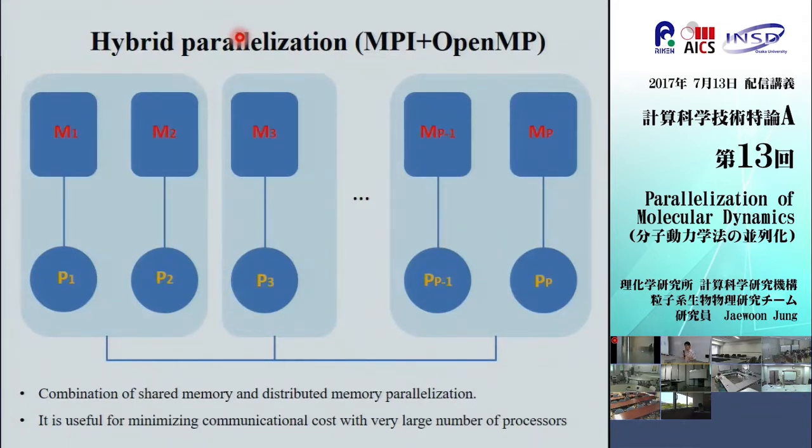But one thing I can say is that if you just make use of a very small number of processors, then I think MPI is okay. You don't need to parallelize by OpenMP. So according to my experience, MPI is faster than OpenMP if you write the source code efficiently. But if you want to make use of a very large number of processors, then this kind of hybrid parallelization is necessary.